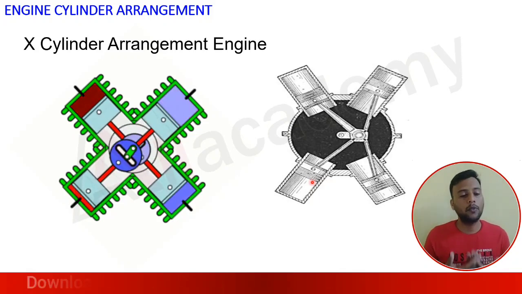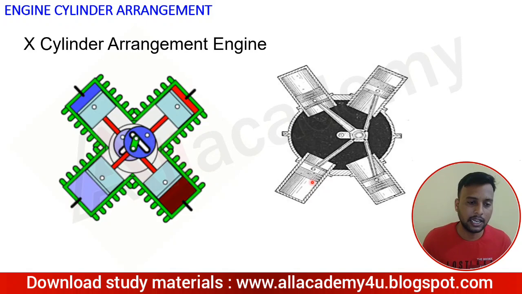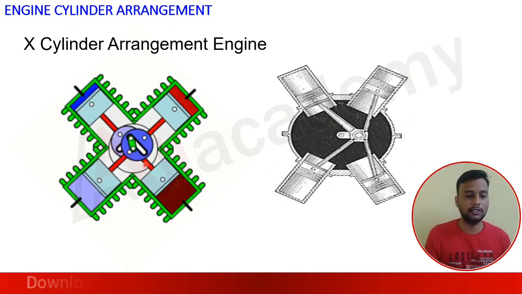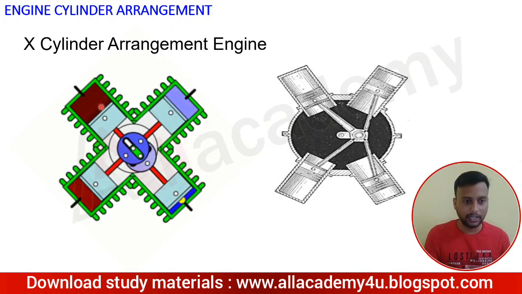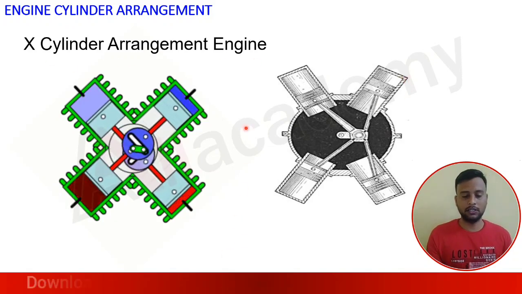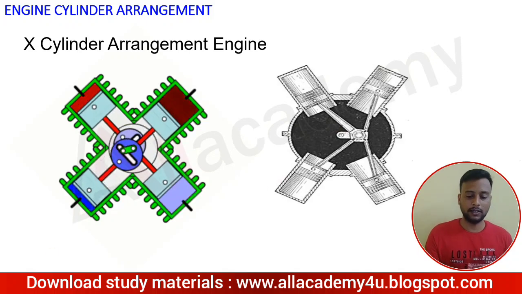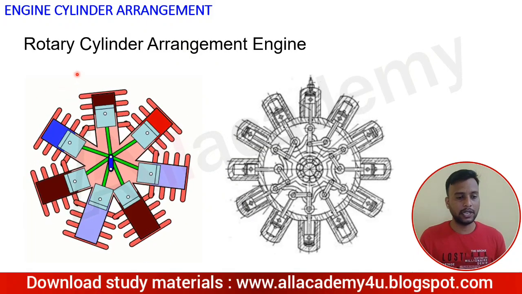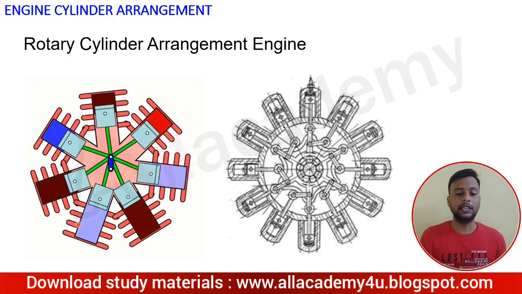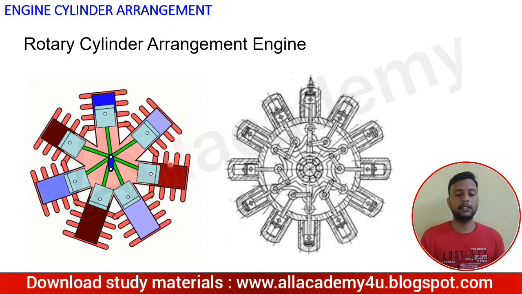If there is time, you can draw some other arrangements, which are based on shape only. It is called the X cylinder arrangement because it is in the form of X. Now one more type is the rotary cylinder arrangement. You can see this is completely rotating. This is a rotary cylinder arrangement.